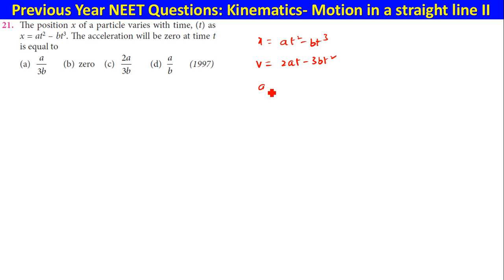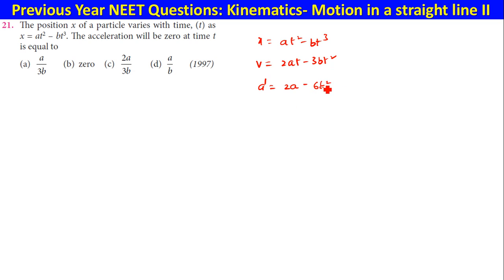Now acceleration is nothing but, if you differentiate this once again with respect to time, you get acceleration: 2a. So don't get confused with this a and that a. For that I have taken a dash as the acceleration now. Minus 3b t square, differentiation is 2t, so let me write it directly, 6bt.